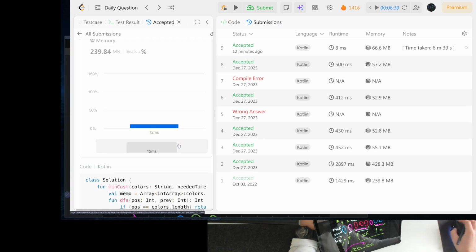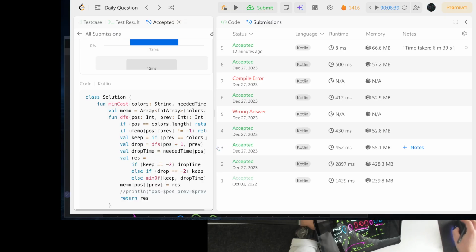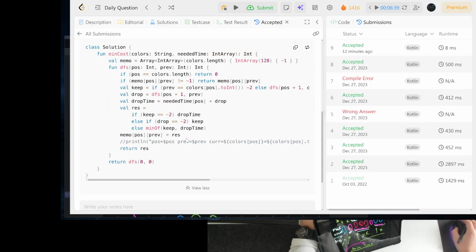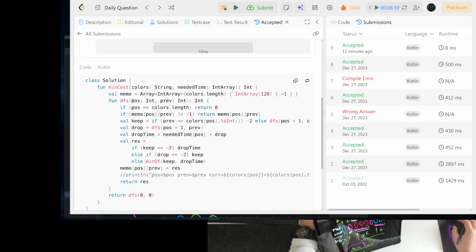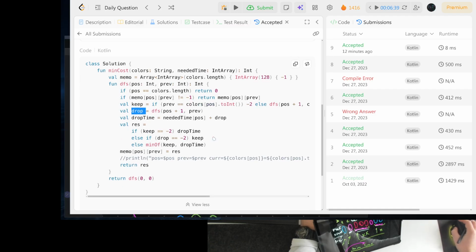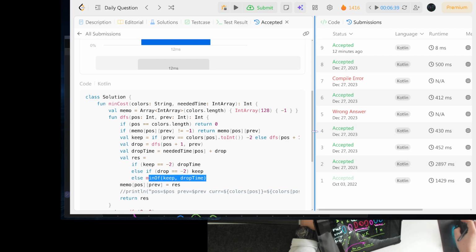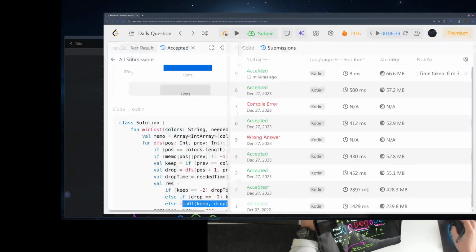Let's look at my 2022 solution, and this is actually a dynamic programming solution. Yes, you just walk every position and you choose between keeping or not keeping, and compare the result and time to make it shorter. Okay, that's it.